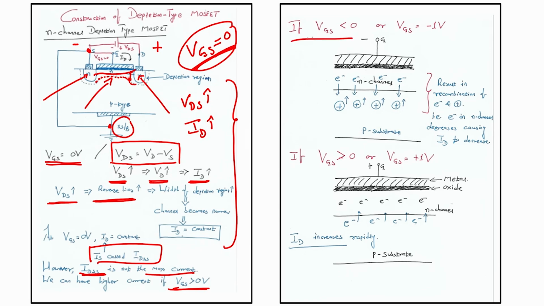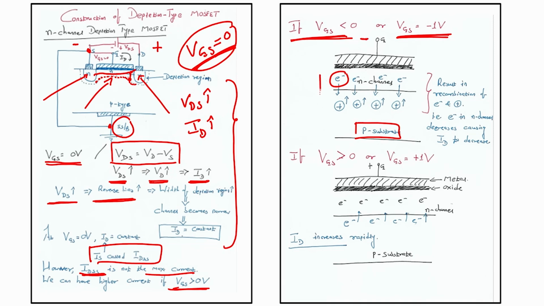If VGS is less than 0, or let us say VGS is minus 1 volt, that means the gate is negative, right. So, what will happen? The electrons will be pushed down because an electron is negatively charged. We have applied negative to the gate terminal, so negative will cause repulsion. This repulsion will push the electrons down to the substrate. You can see there is a substrate.